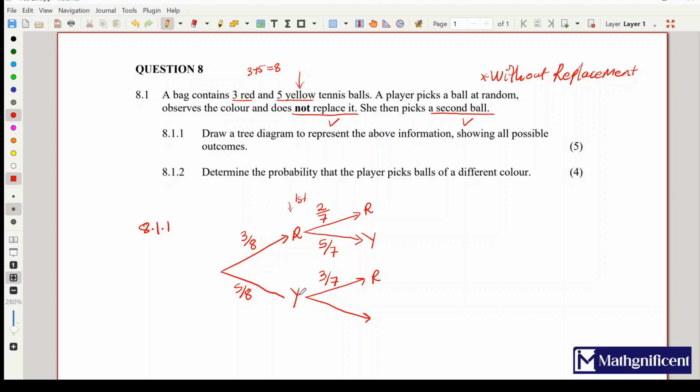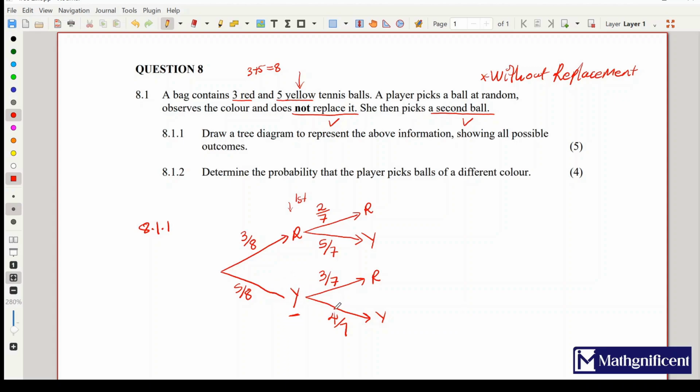So now let's have a look at our second case here. We have Y here, which represents the yellow. Remember, we took out a yellow ball at first. Now what would be the probability of taking a yellow ball second? If the first ball was yellow, this gives us 4/7. Why 4/7? Because the first ball that we took out was yellow, and we never replaced the ball back inside the bag.